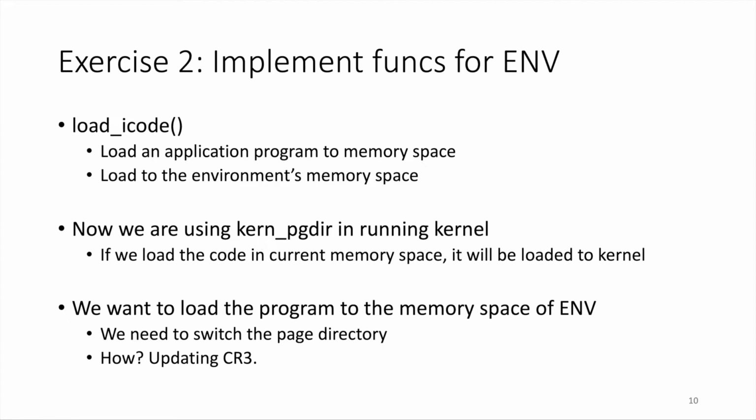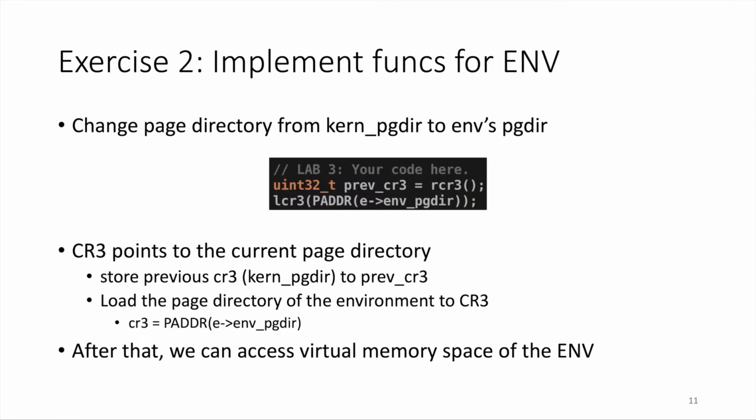And the CR3 register of your CPU currently points to the physical address of the kernel page directory. To access the virtual memory space of the environment, we need to set the page directory address of the environment to CR3. So we need to update the CR3 register to make access to the virtual memory space of an environment available to our code. And to do that, at the start of your implementation, you may include these 2 lines of code to store the previous value of the CR3 register to the prev_cr3 variable by running the function rcr3, and you may regard this as a read CR3 function.